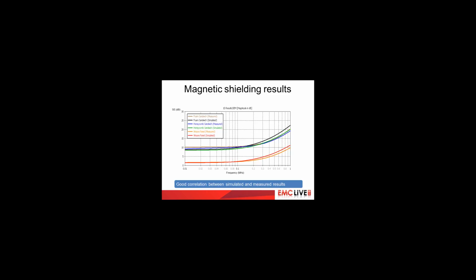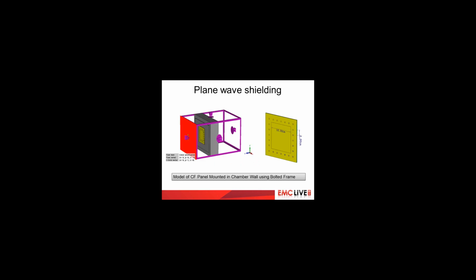In general, the simulation results show good agreement with the test data, and this confirms that the simplified equivalent thin panel carbon fiber composite models are representing reality. We've also simulated the high-frequency plane wave shielding for the composite materials. This may be more interesting for EMP, which has higher frequencies.